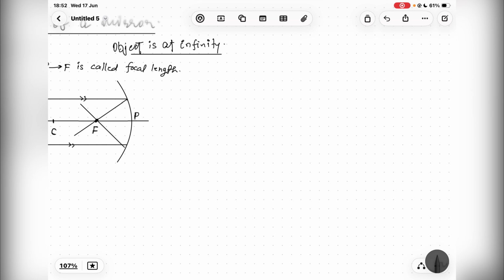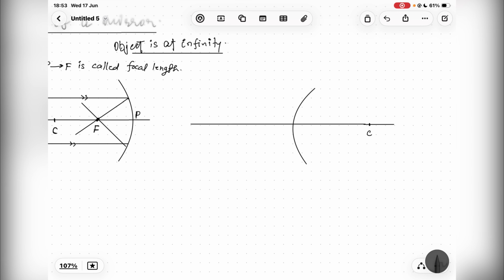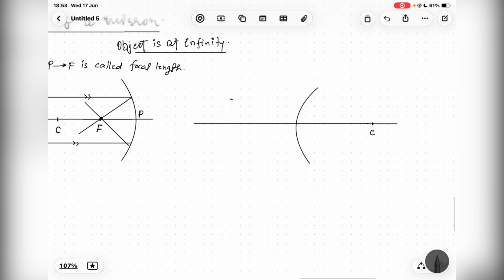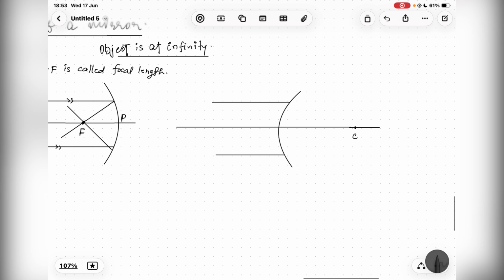So let's see the same thing on a convex mirror. This is our principal axis. This is our center of curvature, and parallel beams are shot at the mirror from an object kept at infinity. Suppose these rays get reflected like this.